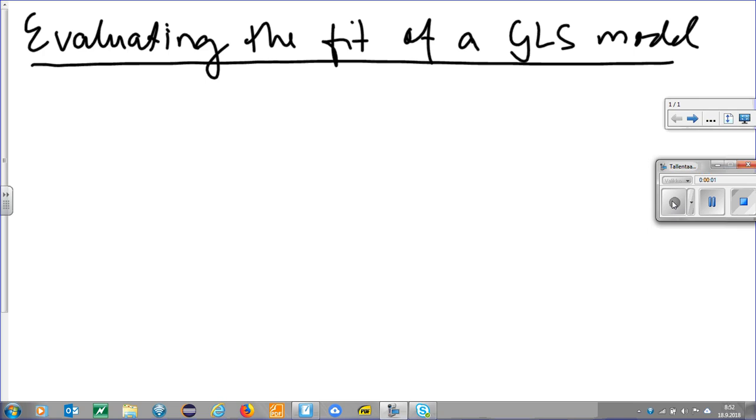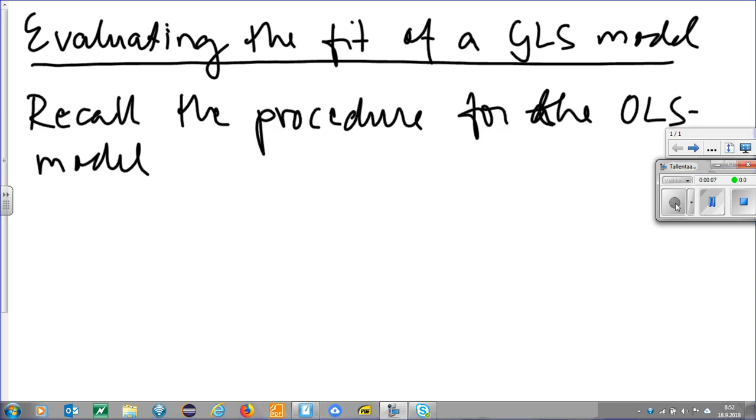This video discusses the evaluation of the fit of a GLS model. Let us first recall the procedure in the case of an OLS model.